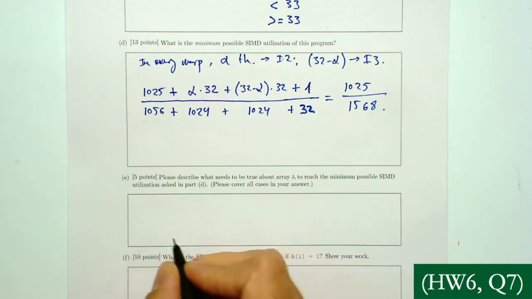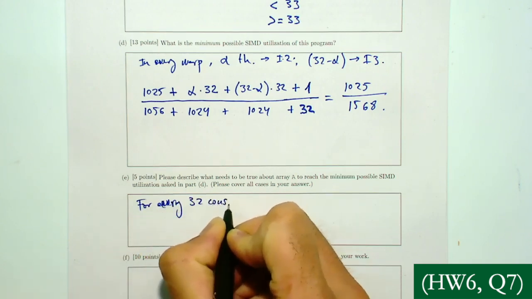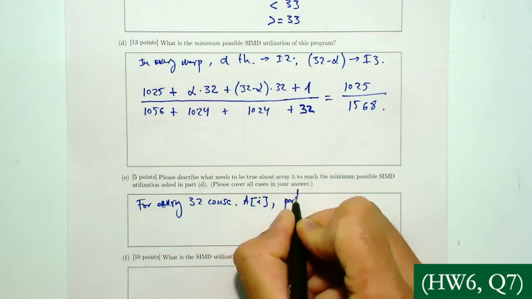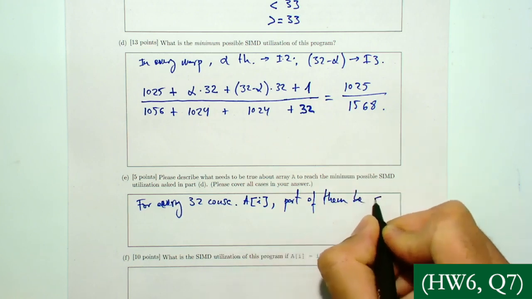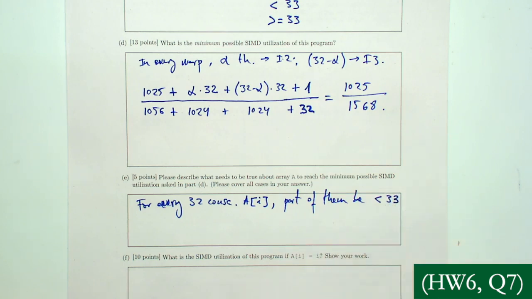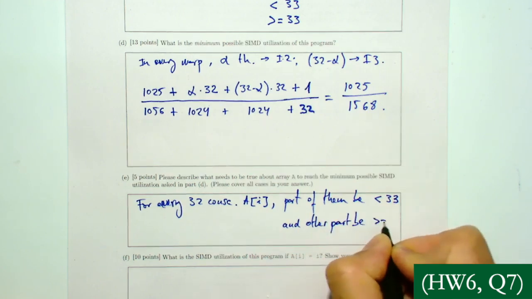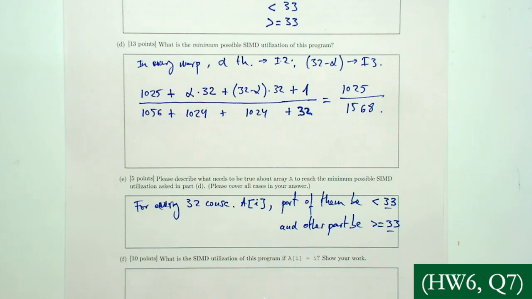So what we need for every 32 consecutive elements of A is for part of them to be lower than 33, sorry, I said 32, it's 33, and the other part to be greater or equal to 33. Okay? For every 32 consecutive elements, such that we make sure that we have divergence within each warp.